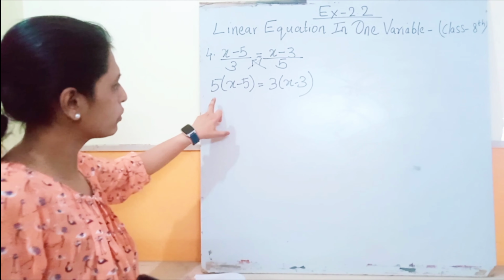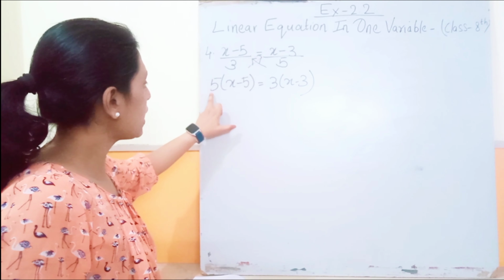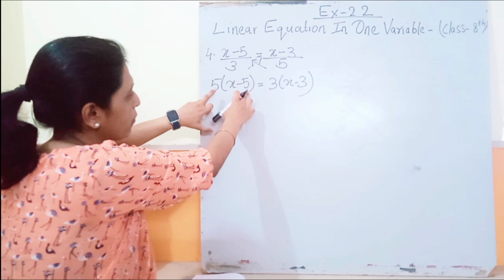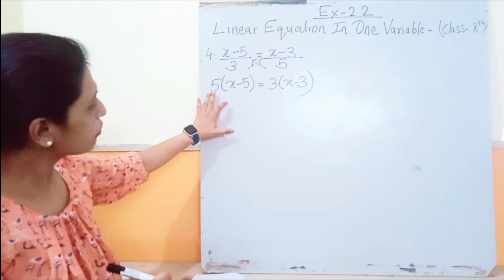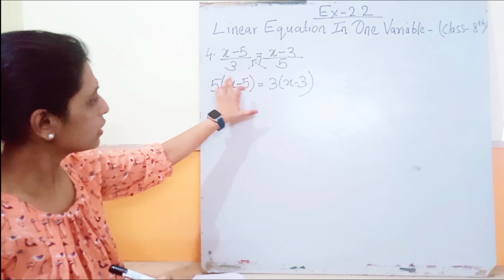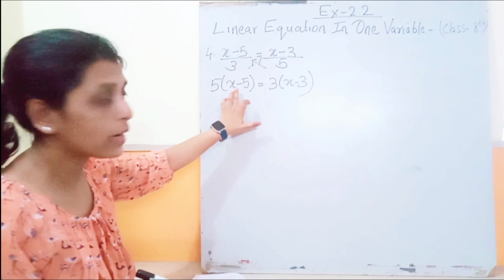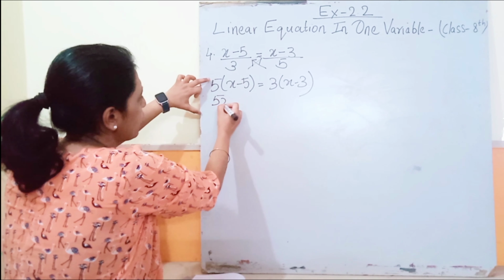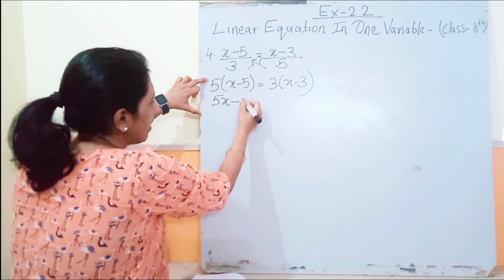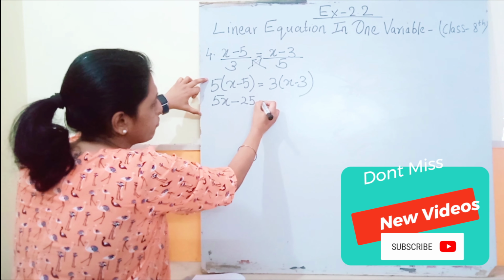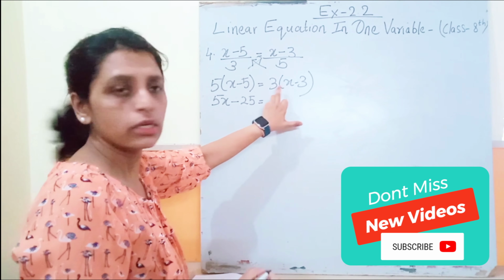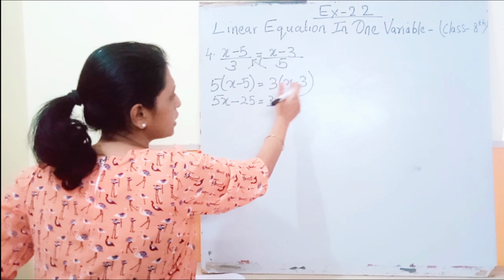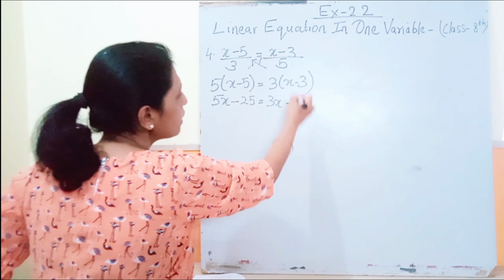Now what we are going to do? We are going to multiply 5 with x as well as with 5. It means 5 and the other things are in the bracket, so 5 will be multiplied with both the terms. So it is 5 into x, 5x, minus 5 into 5 is 25, is equal to 3 into x, 3x, minus 3 into 3, which will be minus 9.